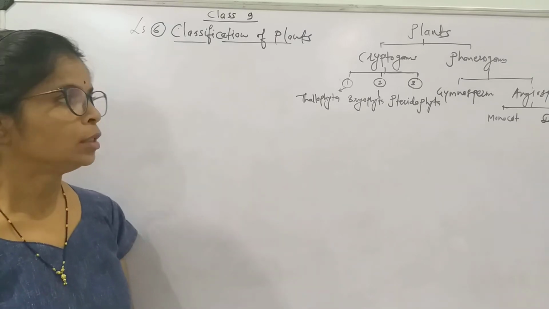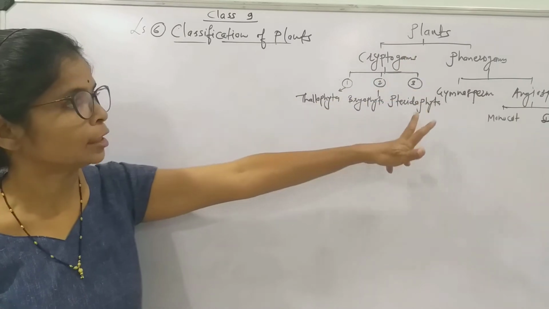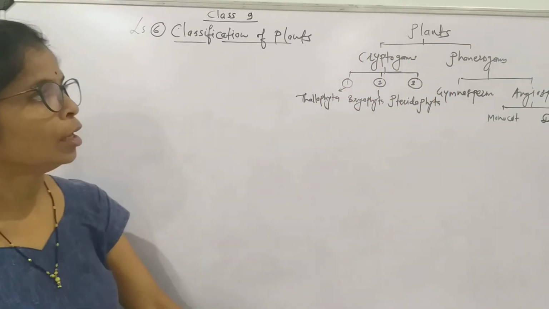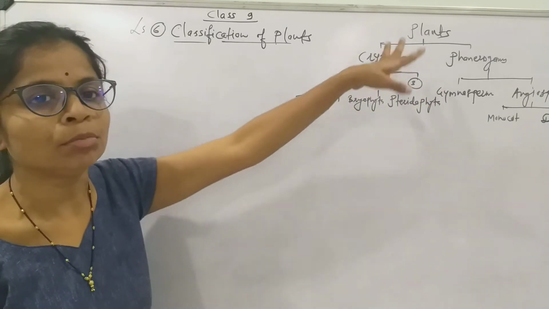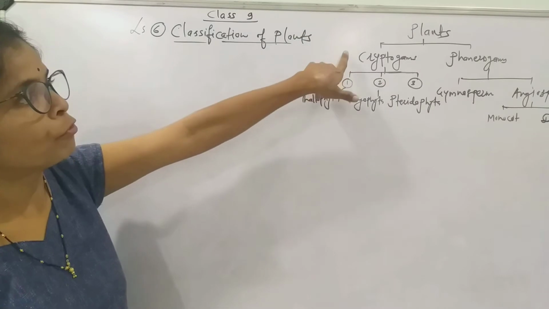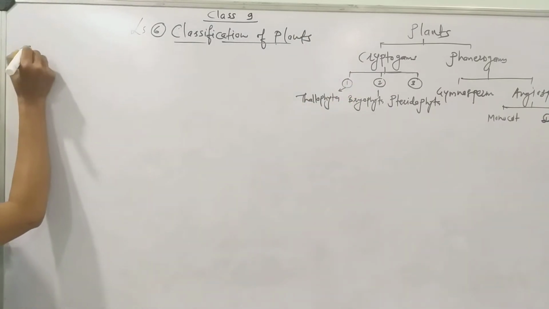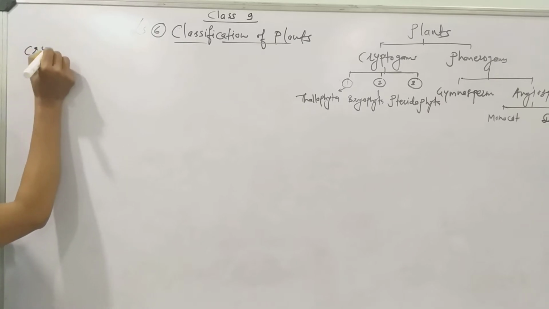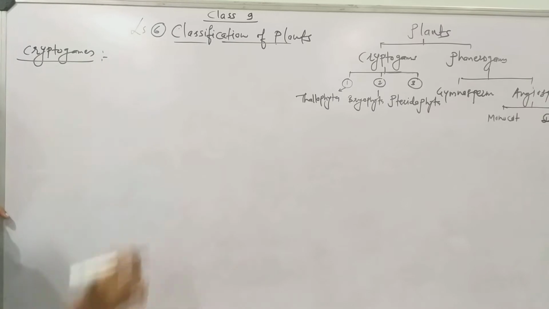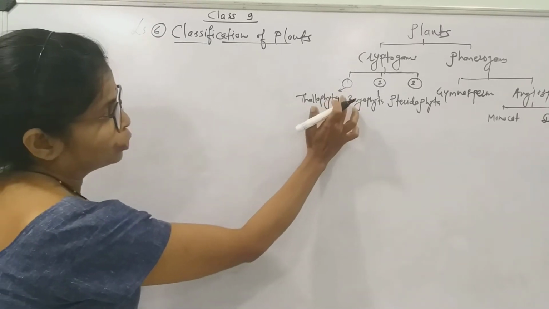Good morning, students. Last time we have seen the plants classification. They are divided into cryptogams and phanerogams. I have told the meaning of these words. Today we will see this first type, cryptogams. Under the group cryptogams, we have to study three divisions.